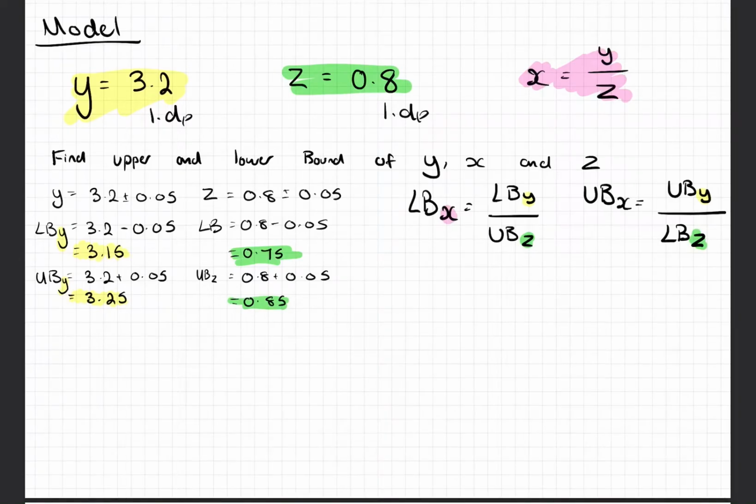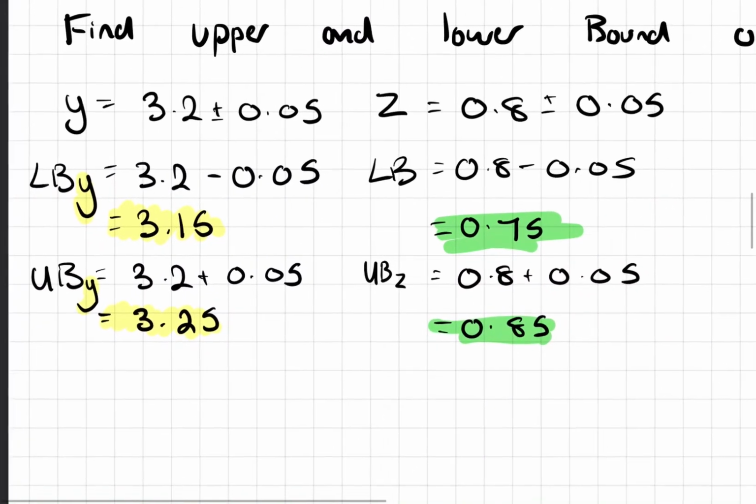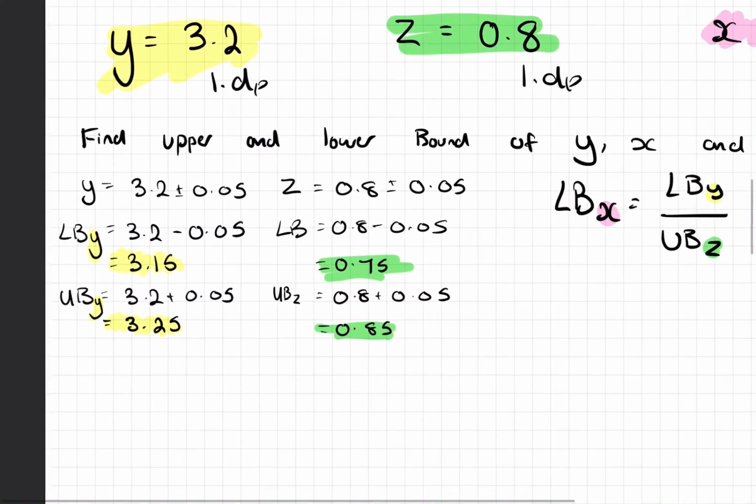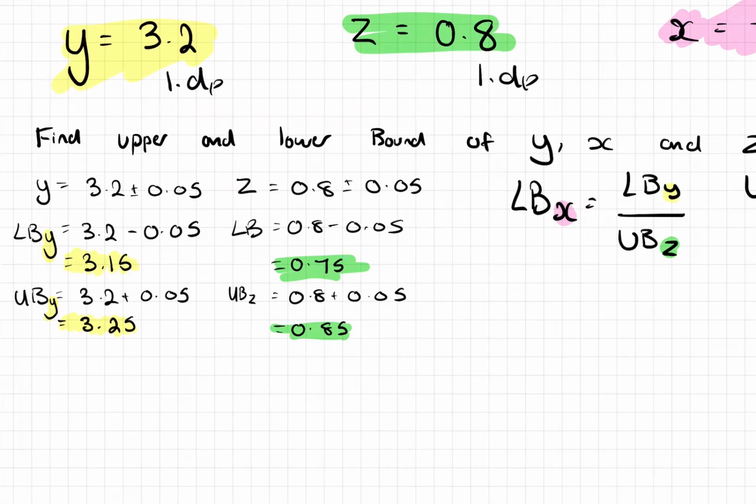So part one explained how you do the upper and lower bound. So for example, y, the lower bound here is 3.2 take away 0.05, which is 3.15, and the upper bound is plus 0.05, so there we are. And then the same here, the lower bound of z is 0.75, and the upper bound is 0.85. So if you're confused on that, go back to part one.